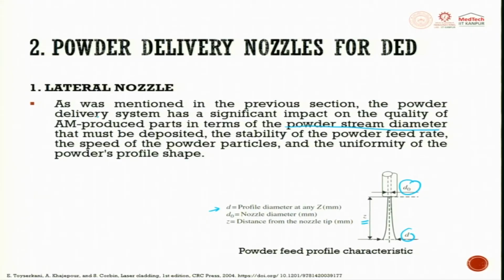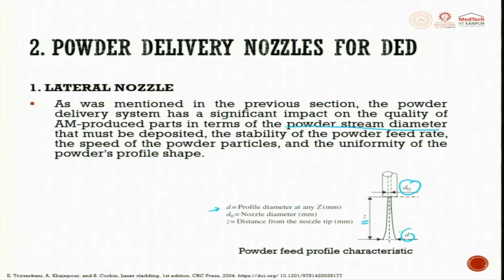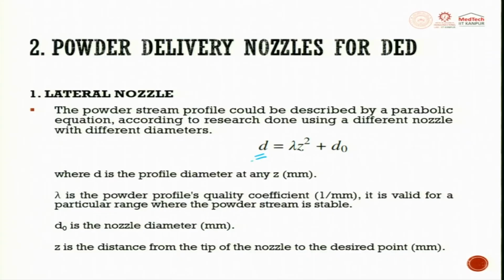So, the powder delivery system has a significant impact on the quality of the part produced. The powder stream diameter that must be deposited, the stability of the powder feed rate, the speed of the powder particles and the uniformity of the powder profile shape, all these things are very important. So, the D at the substrate where you have to deposit the material, you can find out in terms of height and nozzle diameter.